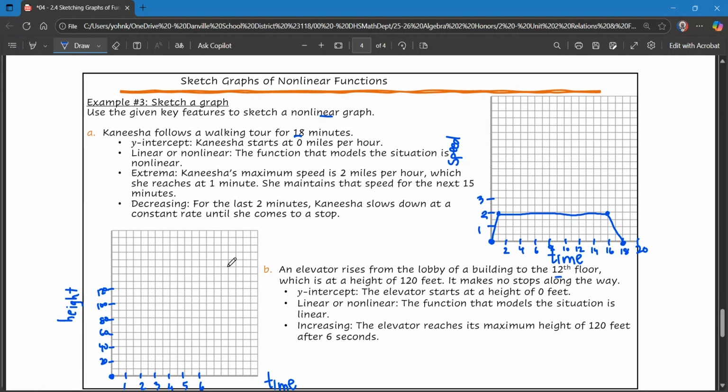The situation is linear, okay? And then it reaches its maximum height of 120 feet after 6 seconds. So at 6 seconds, we're at 120 feet. Since it rose at a constant rate, it's linear, we're just going to connect the dots. Oh, that is horrible, sorry. Let's try that again. We'll go this way. Beautiful. No arrows because we're not Willy Wonka. We're not going to go through the ceiling.